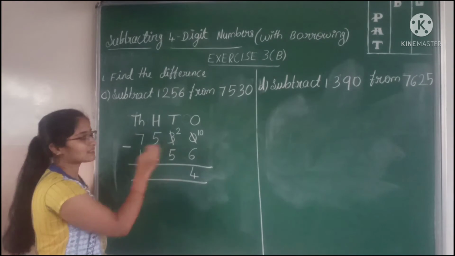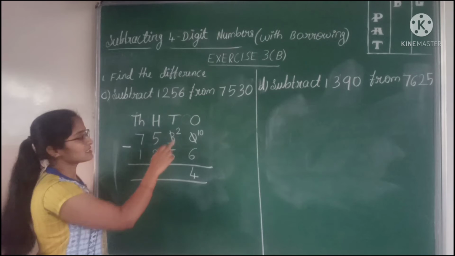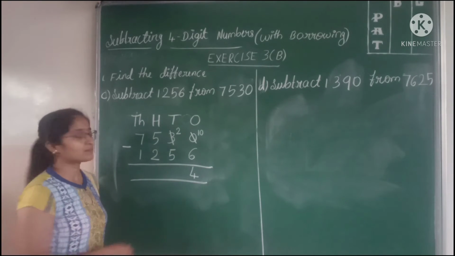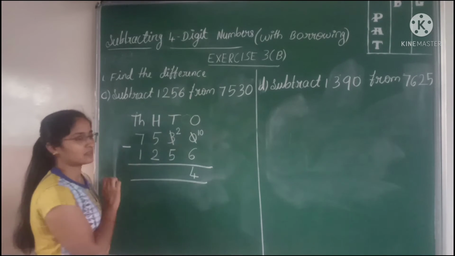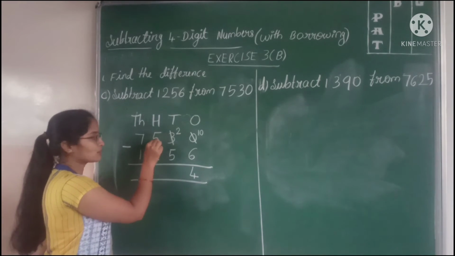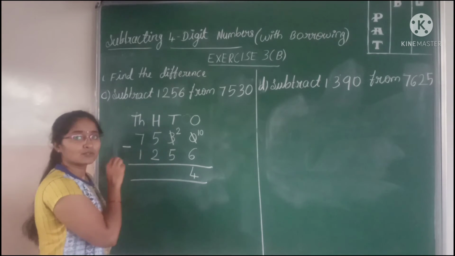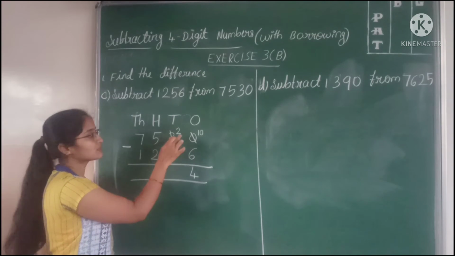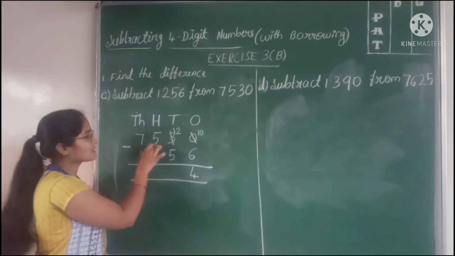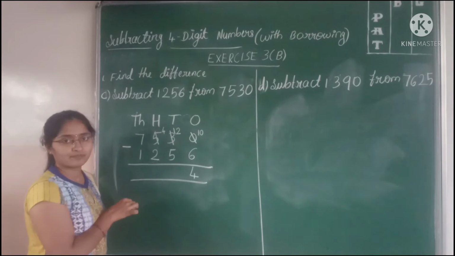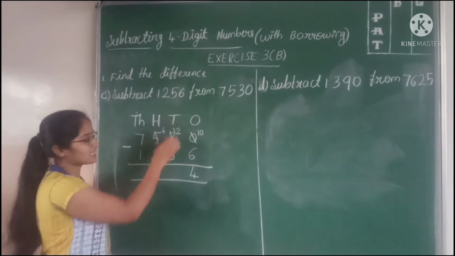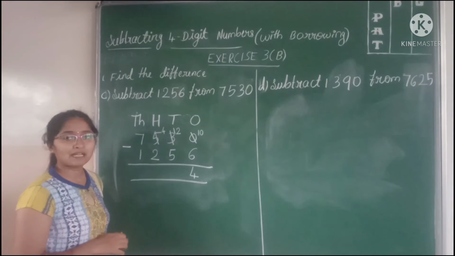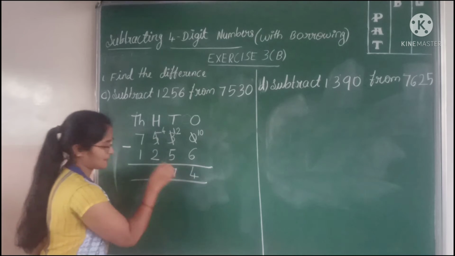Next, subtract the tens place number. Here the tens place number is 2 minus 5. Again we cannot subtract bigger number from smaller number. So I will borrow now from hundreds place. So the hundreds place number is 5. When we borrow from 5, this 2 will become 12 and this 5 will become 4. Okay. Now subtract the tens place number, that is 12 minus 5. 12 minus 5 is 7.